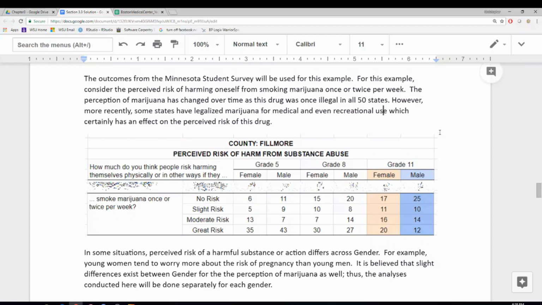Now, the perception of marijuana has certainly changed over time, as this drug was once illegal in all 50 states. However, more recently, some states have legalized marijuana, even for recreational use. So I think the state of Colorado and Washington, and I believe others, have done this. So that's certainly going to have an impact on the perceived risk of the drug.